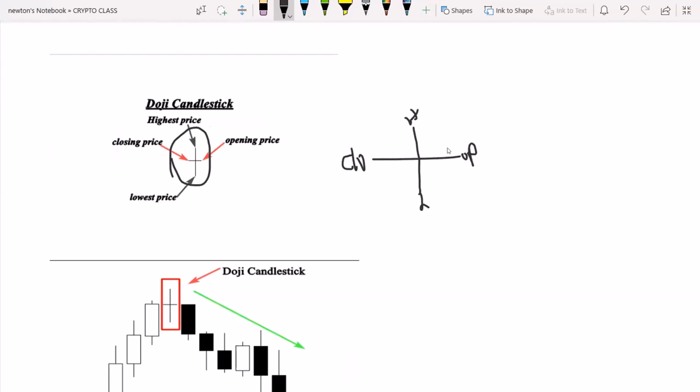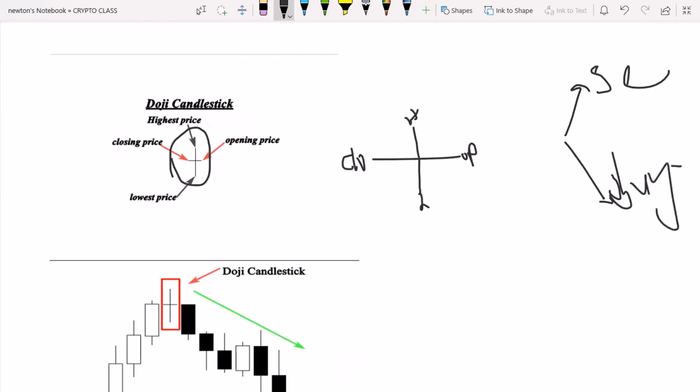Why do we say it's an indecisive candle? Because at that point in time, there's indecision, okay? The market couldn't go up or down. It's just dancing. It tries to go up. No, it comes back down. Like that, like that. So it just tells us that sellers and buyers are actually dragging. Okay. So it can actually mean a lot.